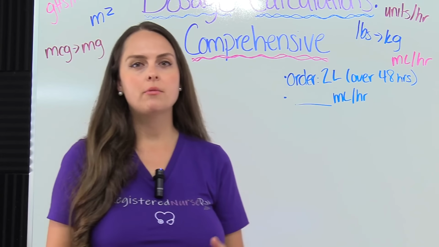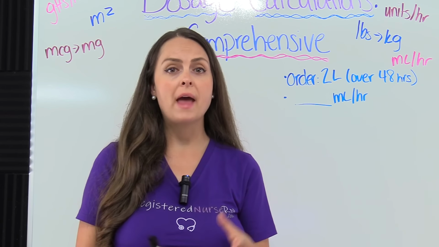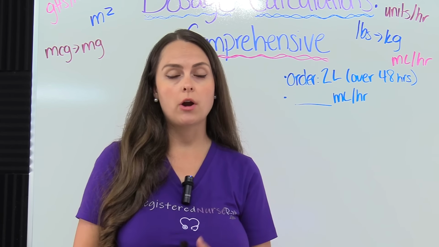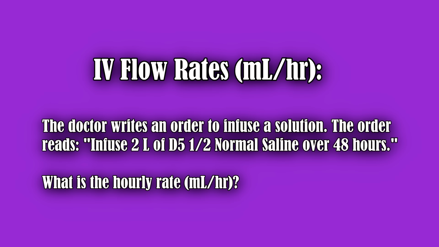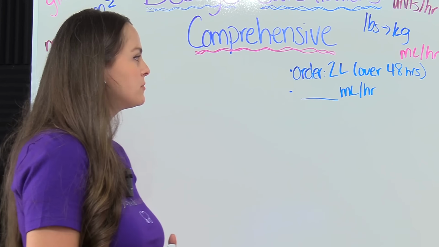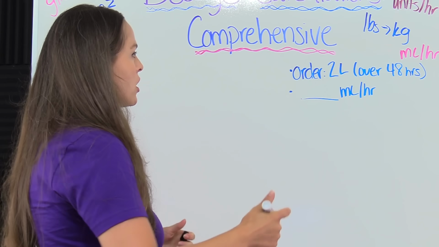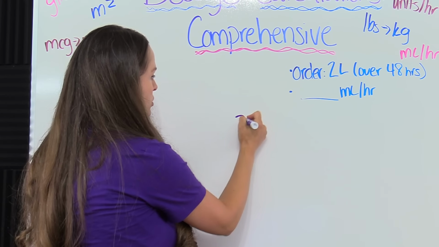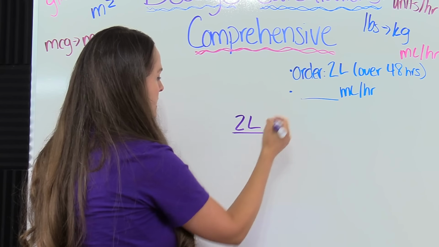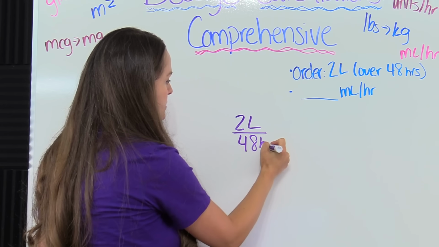Our next IV flow rate problem is going to deal with solving for the hourly rate, such as milliliters per hour. So this problem says the doctor writes an order to infuse a solution. The order reads, infuse 2 liters of D5 half normal saline over 48 hours. What is the hourly rate, milliliters per hour? So here's our important information we need to know. We're trying to get to milliliters per hour. That is our destination. So we know that the doctor has ordered 2 liters to infuse over 48 hours.